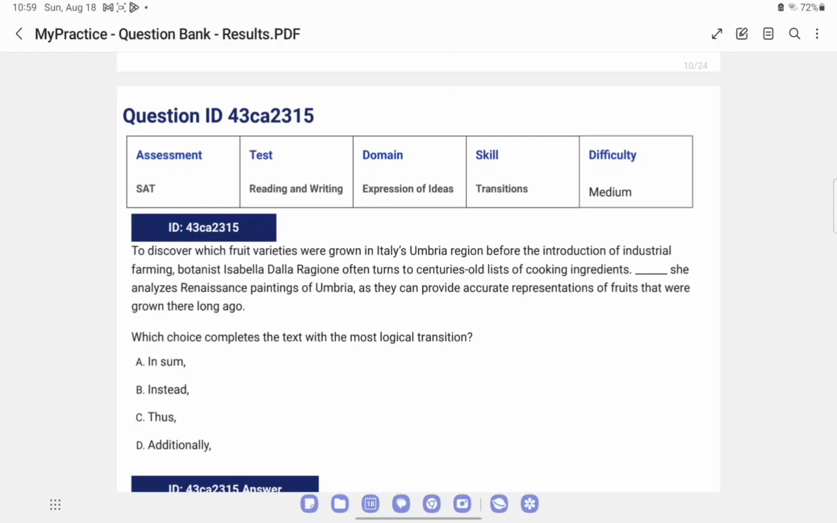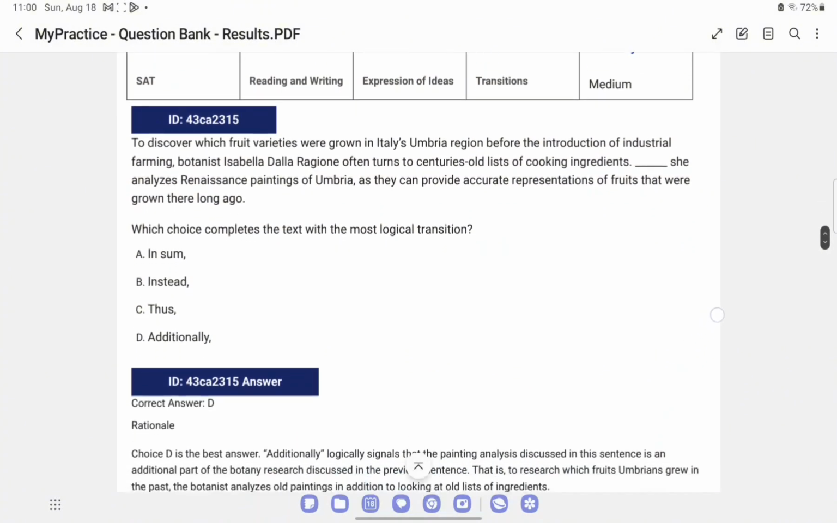C says thus. Thus is like when you're saying therefore this is happening. But that's not what's happening here. I think additionally works because it says that she often turns to this, and she uses paintings too. So she often uses cooking lists, and she uses paintings as well. So I think it's additionally. Yeah.